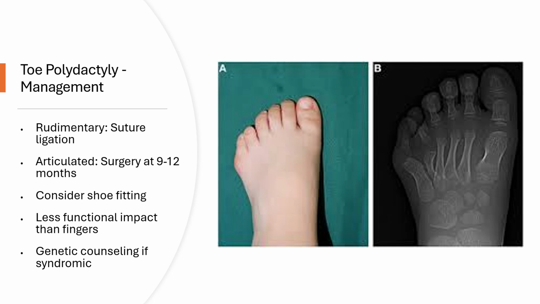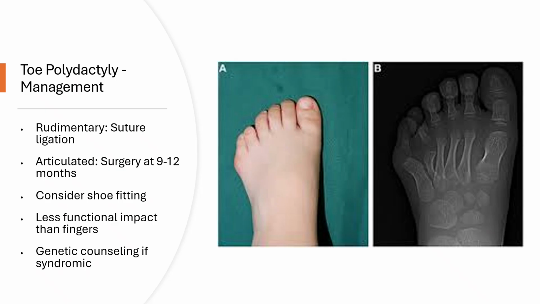Management of toe polydactyly follows the same type-based approach used for finger polydactyly, but the reduced functional demands of the foot allow for more flexible treatment timing. Rudimentary Type B digits can be managed with simple suture ligation in the nursery, similar to the approach used for finger polydactyly. This technique works well for pedunculated lesions that lack significant bone or joint involvement.